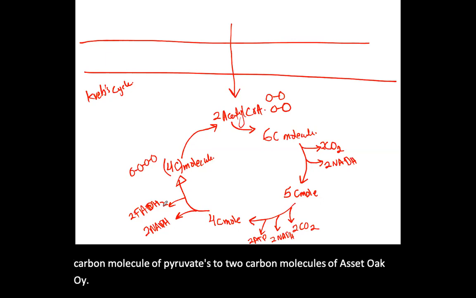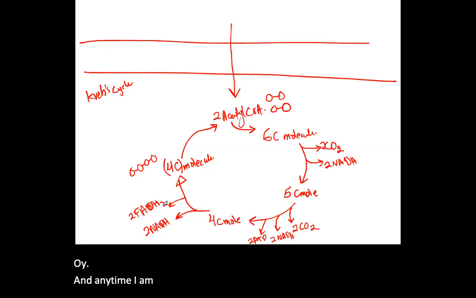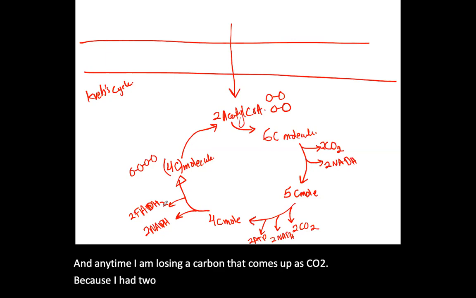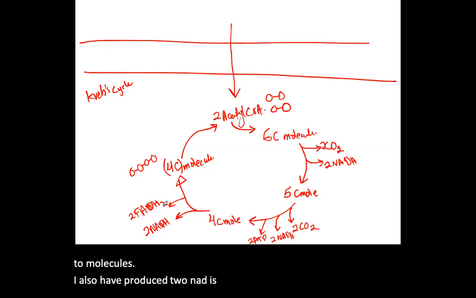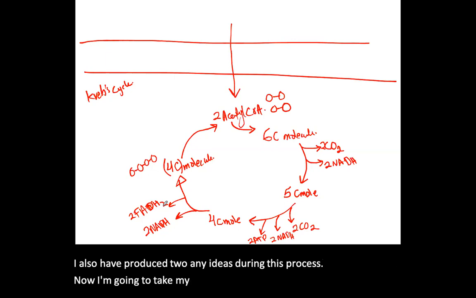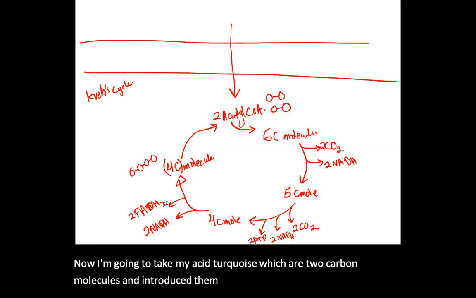And anytime I am losing a carbon, that comes out as CO2. Because I started with 2 pyruvate and produced 2 acetyl-CoA, I have also released 2 CO2 molecules. I also have produced 2 NADH during this process. Now I'm going to take my acetyl-CoAs, which are 2-carbon molecules, and introduce them to the Krebs cycle, which is happening inside the mitochondrial matrix.